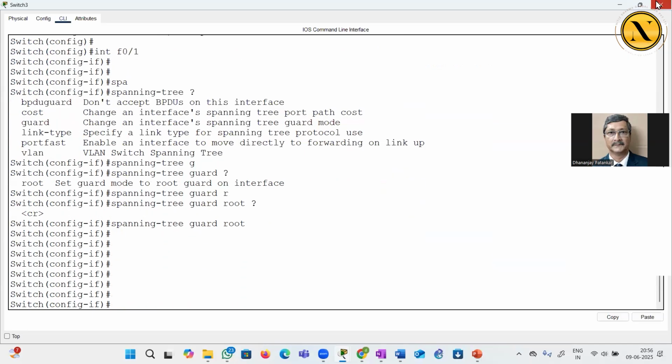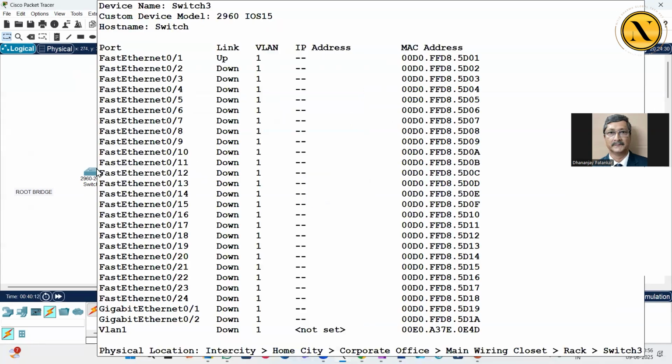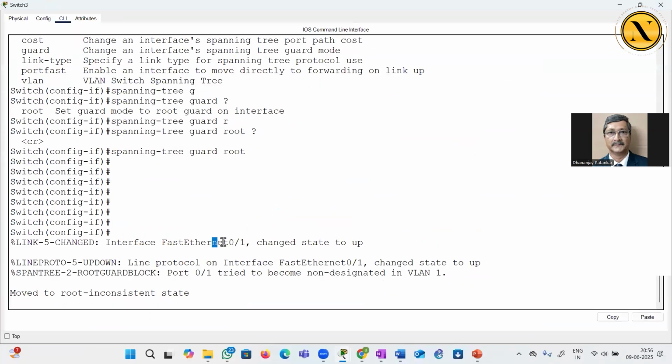So now look, I want this one to be guarded, right? So if somebody connects a switch which has got a lower priority or MAC address, the moment he sends a BPDU to this guy within 2 seconds, this first port should be blocked. Okay, let's check. Look what happened. First port.